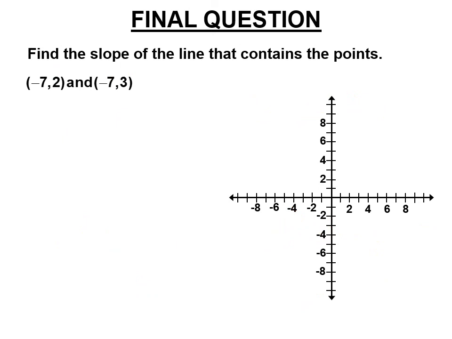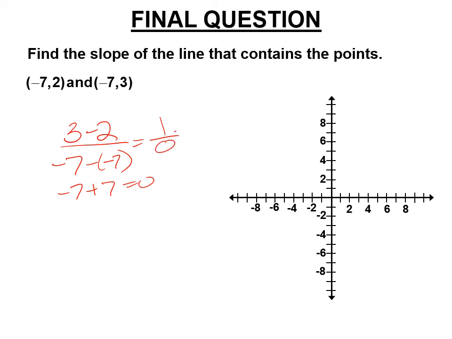All right, so subtract the y's, 3 minus 2. On the bottom, -7 minus -7, which is the same as -7 plus 7, which is 0. I get 1 over 0, which means this is undefined. And what kind of line is it? Vertical.